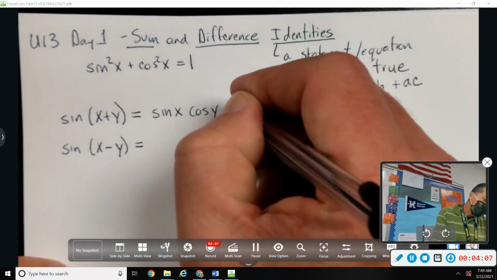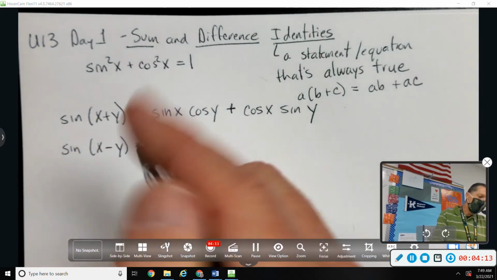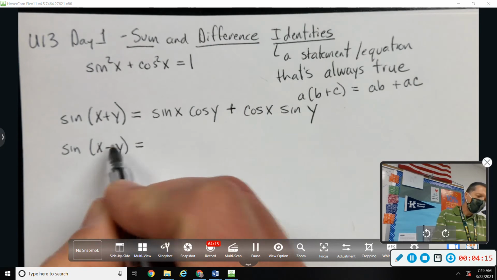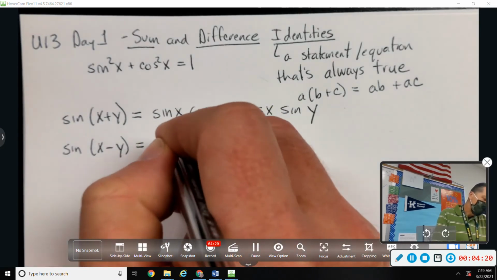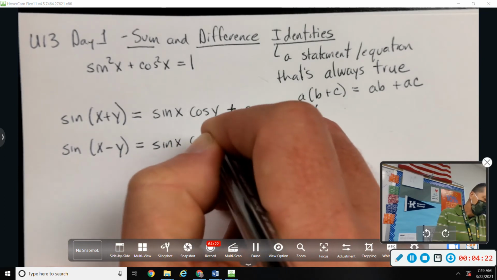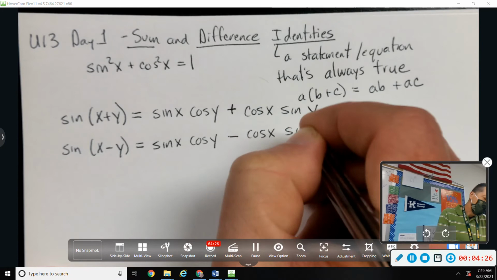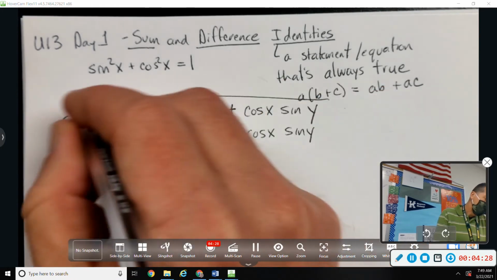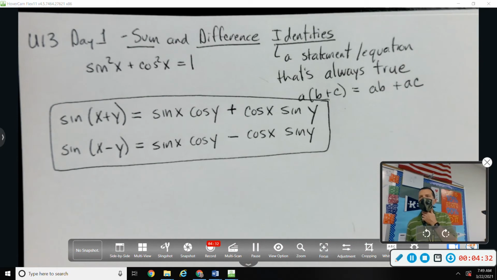Sine of x minus y. Well, if you had to guess, you'd probably guess correct, because the only thing that we changed was the plus to a minus. So the only thing we're going to change is a plus to a minus. So sine of x cosine of y minus cosine of x sine of y. So there's our sine identities.